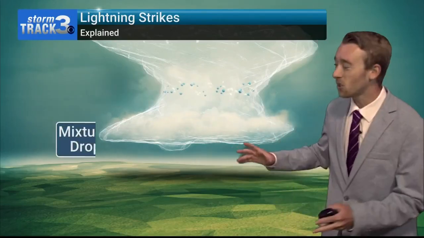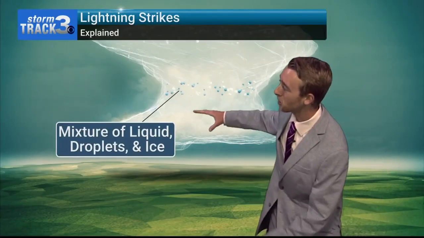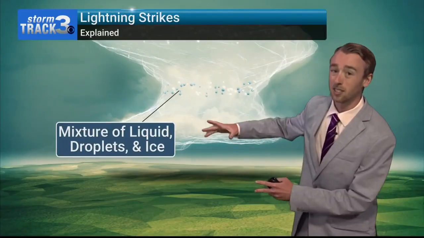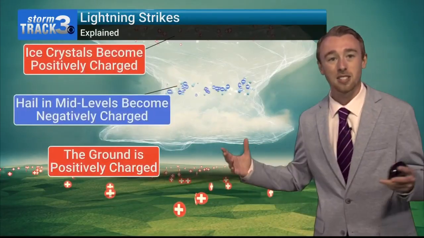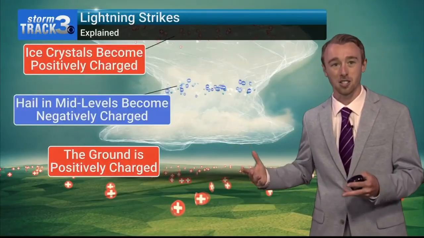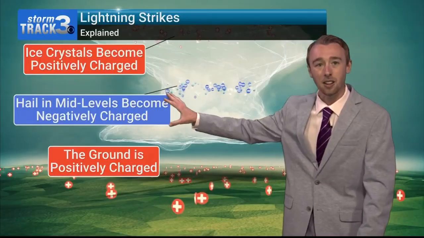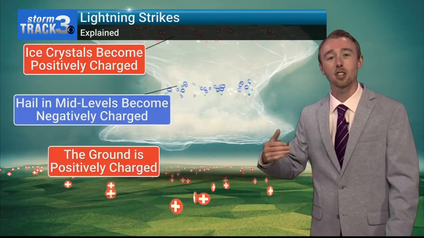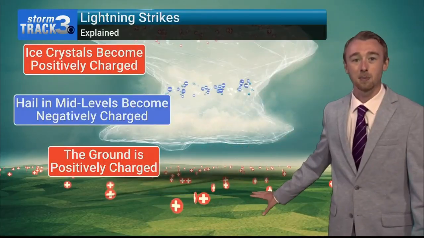In the mid-levels of the storm, that's where we have a mixture of some liquid, some droplets, and some ice right near that freezing level several thousand feet above the surface. Now, as we see this storm growing, it starts to become charged. Ice crystals in the very top of the storm are positively charged. Hail in the mid-levels of the storm starts to become negatively charged. And of course, the ground at the surface is positively charged.